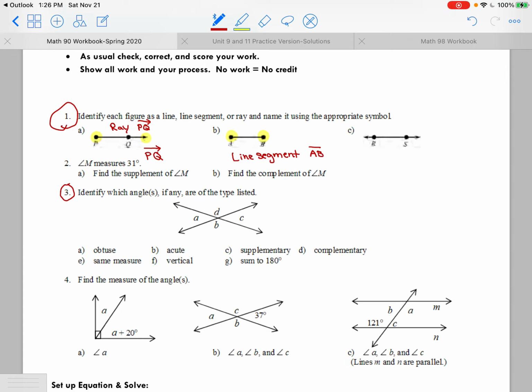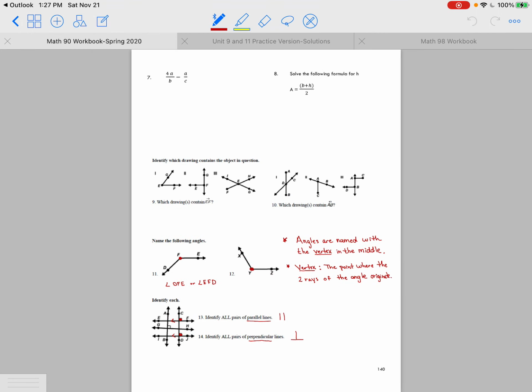All right, let's take a look at C. So of course we can see there are arrows on both ends. So of course this is going to be a line. So we could have line RS, or you could say line SR. We usually go in alphabetical order. It's more natural for us to do. Okay, so that's how we would note those.